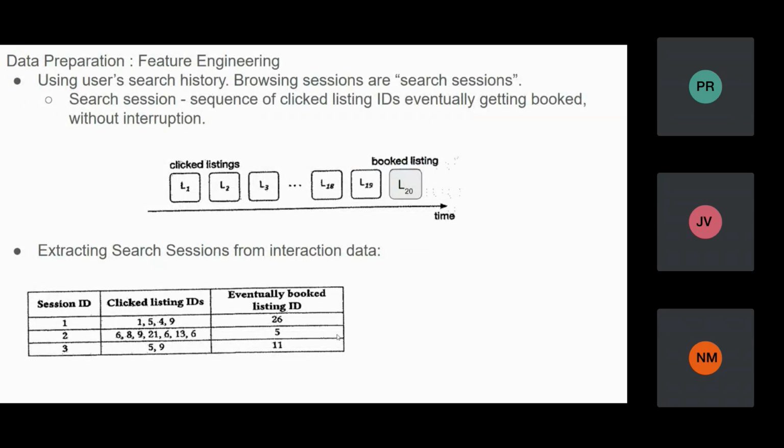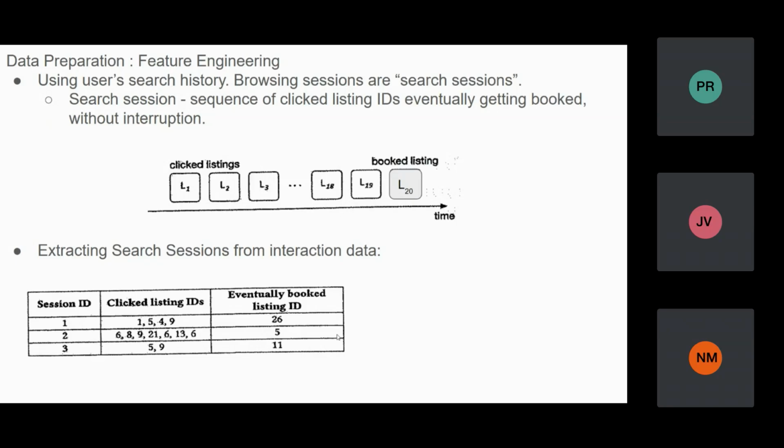So moving further in data preparation for feature engineering, user search history will be used, and browsing sessions are search sessions. So search sessions are a sequence of clicked listing IDs eventually getting booked without any interruption. You can see in the image that a user started to look for listings from L1 and the time it spent eventually to L20 where the user eventually booked the listing. So for that, we will be extracting search sessions from interaction data.